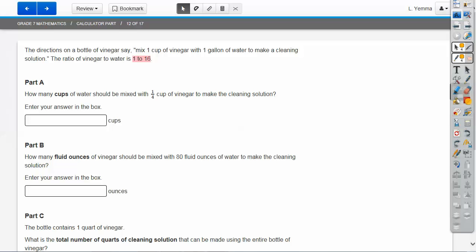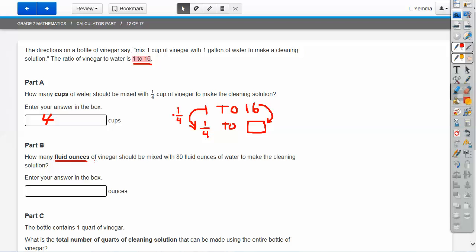How many cups of water should be mixed with 1/4 cup of vinegar to make a cleaning solution? So this is essentially a scale factor problem. If I have 1 to 16, which is my stated ratio, and now I have 1/4 to something, the question is, what did I multiply 1 by to get 1/4? I multiplied by 1/4. Well, what I do to one term, I have to do to the other. So 16 times 1/4 is a grand total of, that's right, 4.